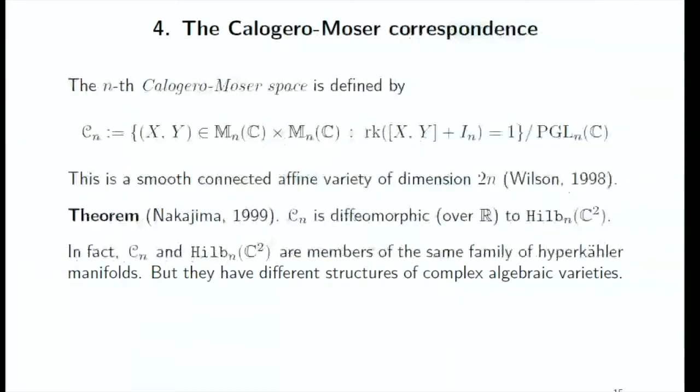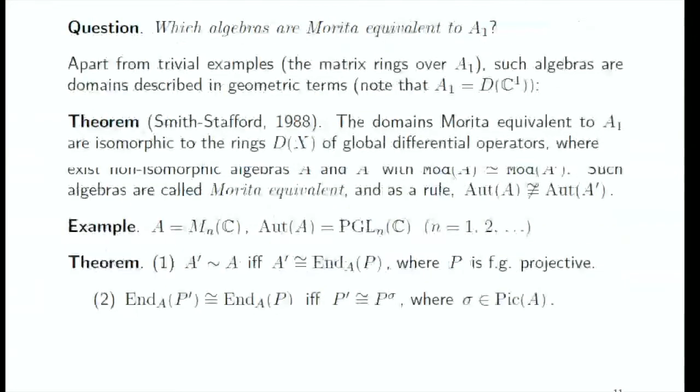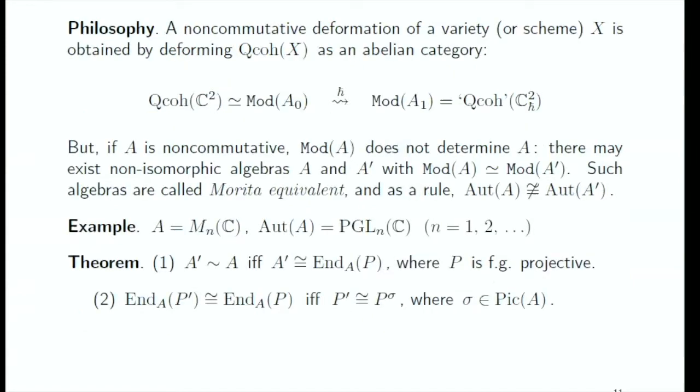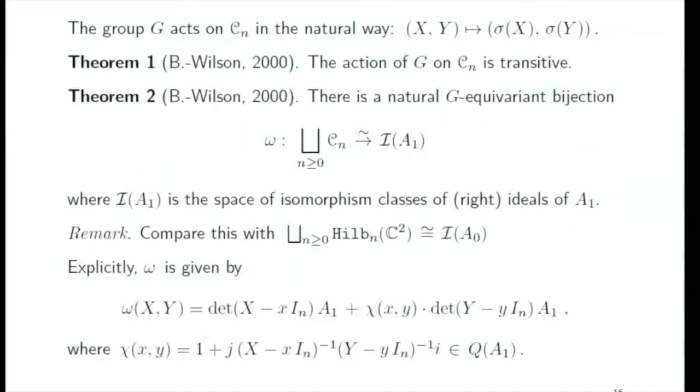Now, this kind of relation suggests that there must be some relation to the Weyl algebra. And the relation is the following. First of all, the group G, I remind you, was the group of automorphisms of the free algebra on two generators, the automorphisms which preserve the commutator. This group naturally acts on these Calogero-Moser spaces. Maybe I should be more pedantic and put sigma inverse. I'm thinking of these matrices X and Y as a kind of fat coordinates of a point.